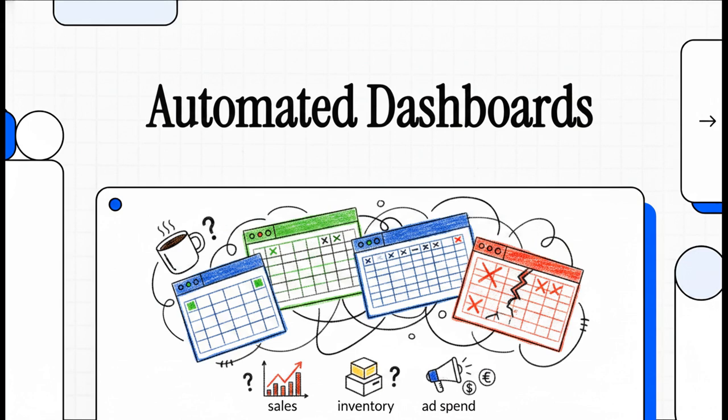You wake up, grab that morning coffee, sit down at your desk, and before you can even think about actually growing your business, you've got to open like 15 different browser tabs. Your screen is just this color-coded chaos of Google Sheets and Excel files. You're staring down a total minefield of those broken red reference errors, just trying to figure out what your sales, inventory, and ad spend were yesterday.